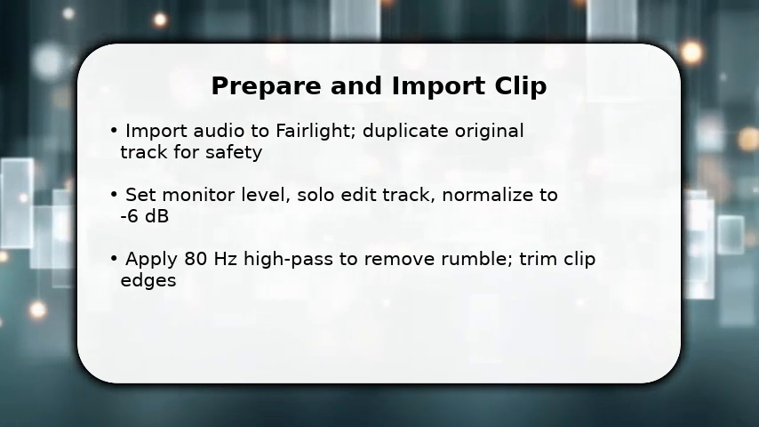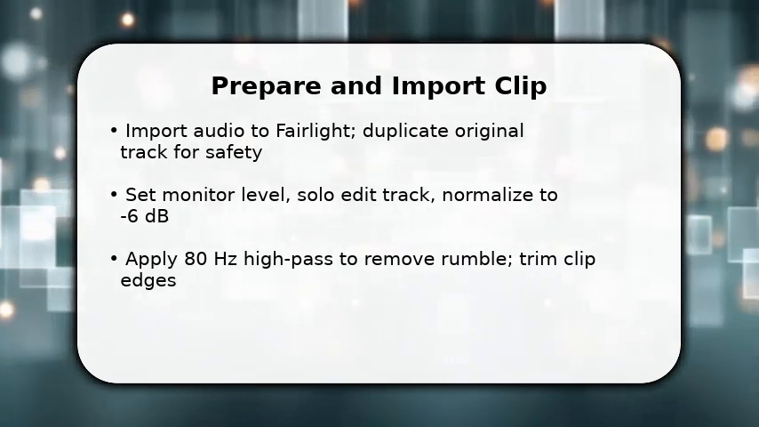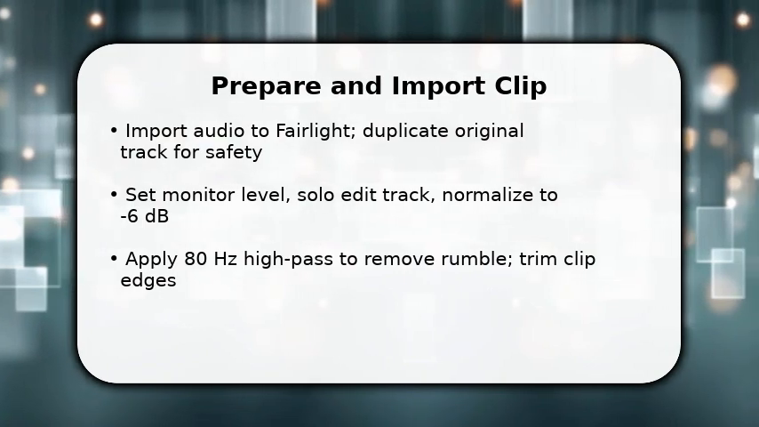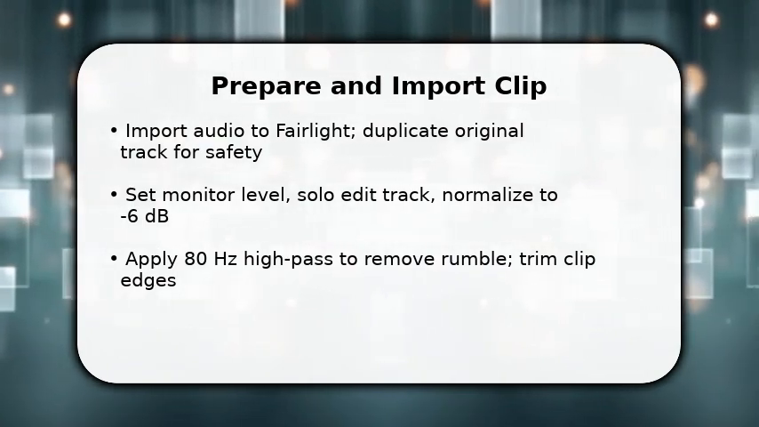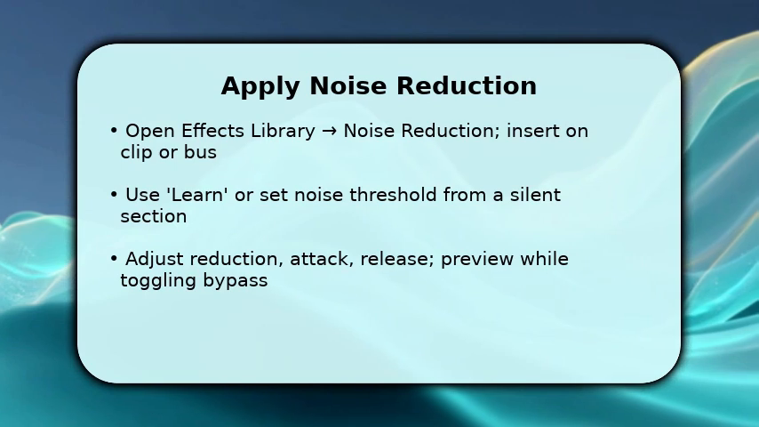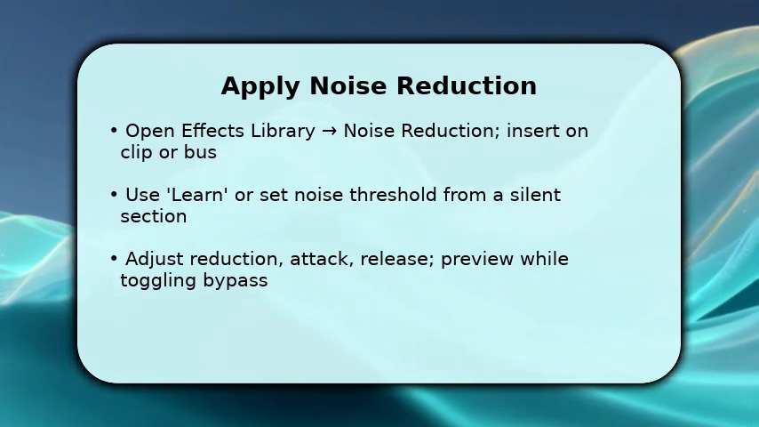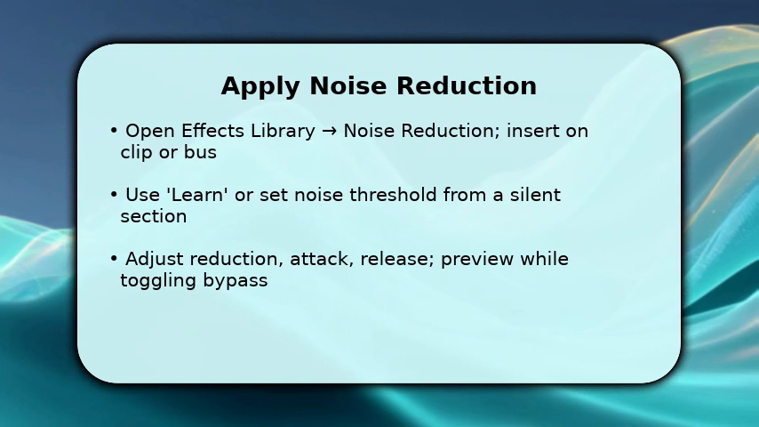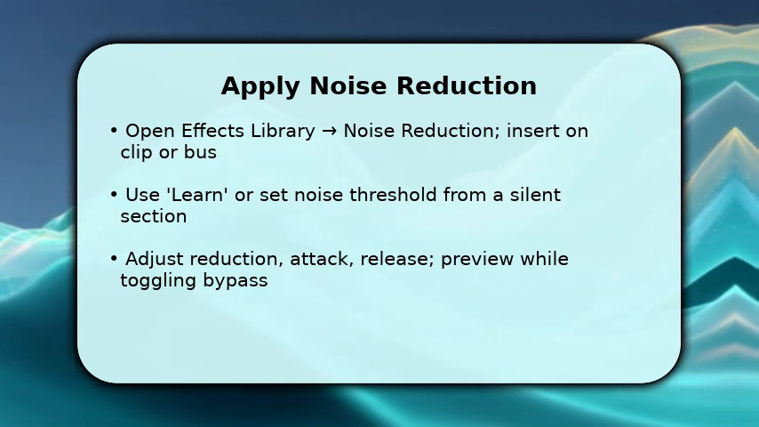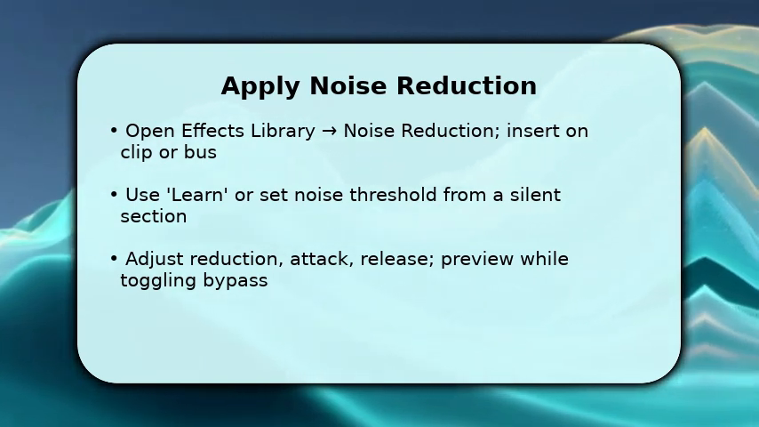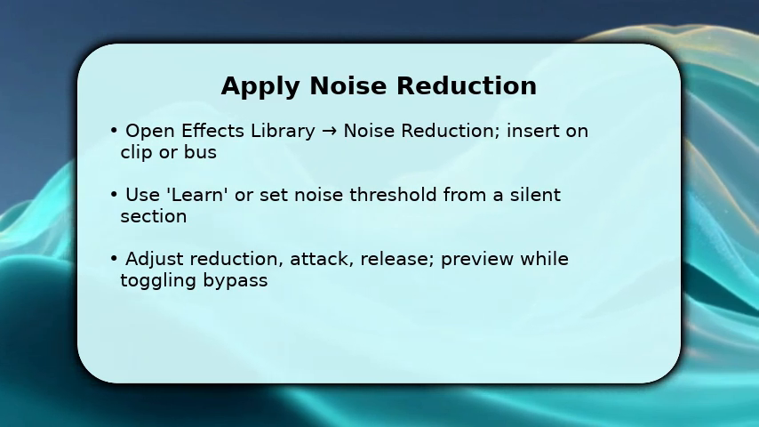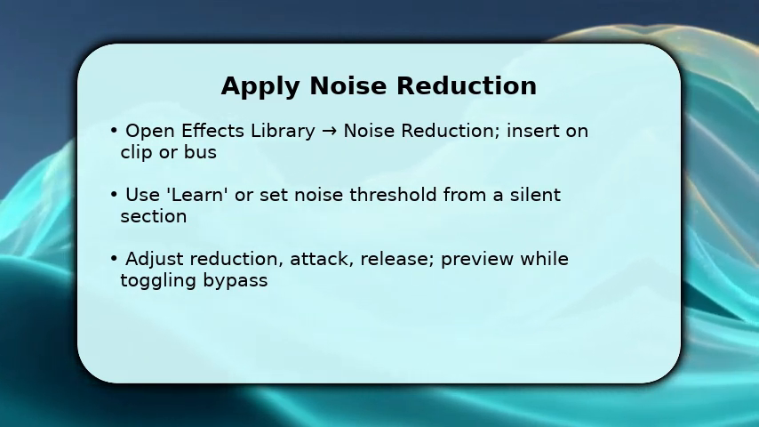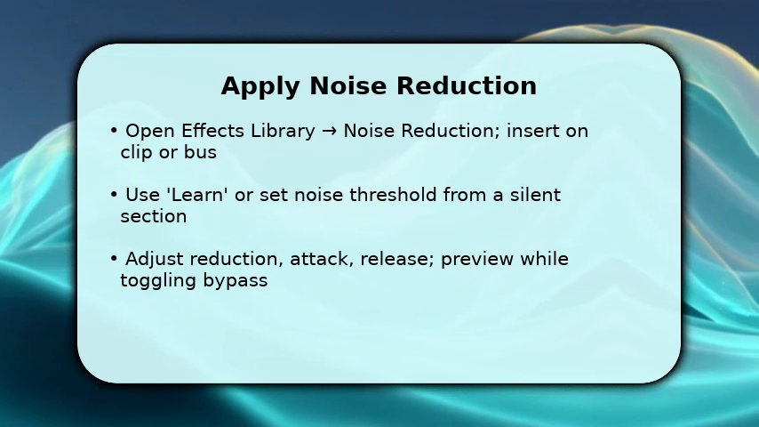Next, create a duplicate track for destructive tests, so you can compare processed audio versus the untouched original. Now apply the noise reduction effect on the clip or on a dedicated bus so multiple clips can share settings. Start by using a short silent segment to capture a noise profile if the tool offers a learn function. Otherwise, set the threshold until it targets the background hiss.